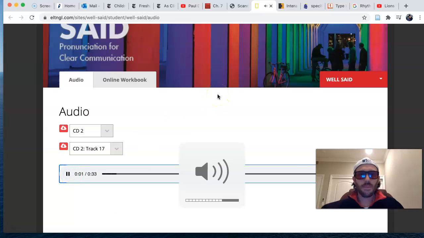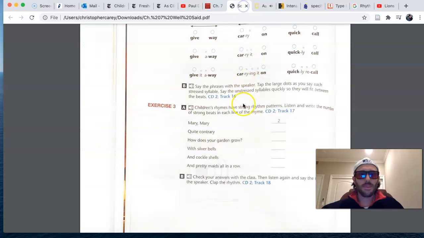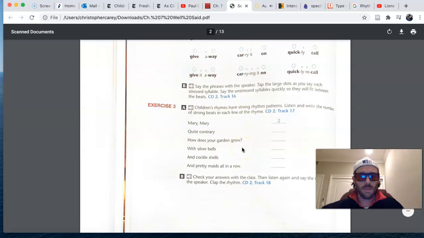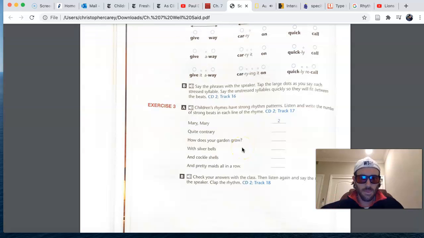Exercise 3A, page 60. Mary, Mary, quite contrary. How does your garden grow? With silver bells and cockle shells and pretty maids all in a row.